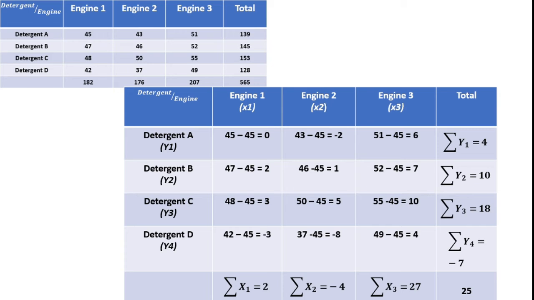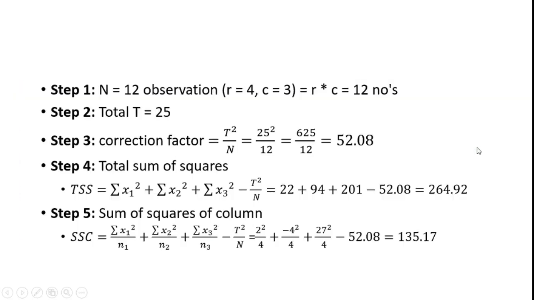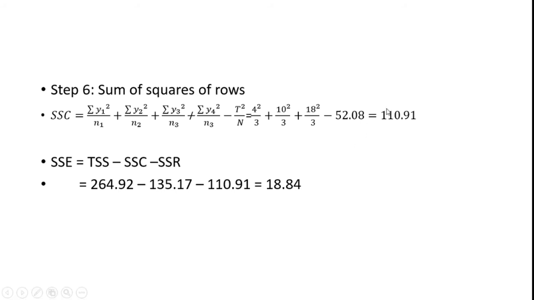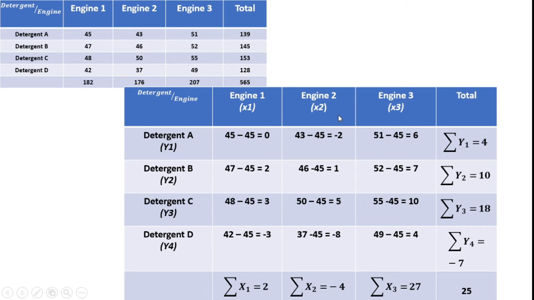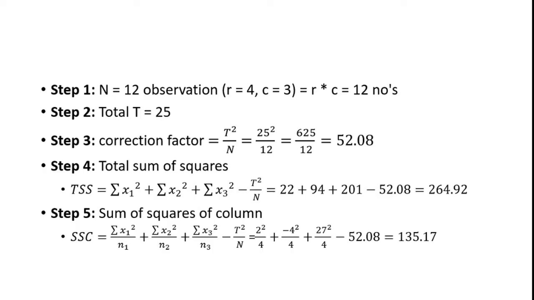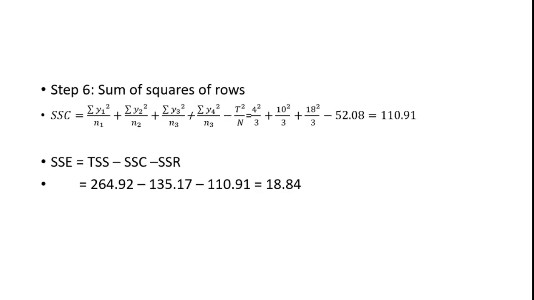Why do I use n1, n2 equal to 3? Because according to this row there are 3 values, 1, 2, 3, so n1, n2, n3 is equal to 3. Here I missed one value, which is minus 7 square, because the fourth row is minus 7. So the summation of y4 square is equal to minus 7 square by 3. Minus 52.08 is the correction factor.